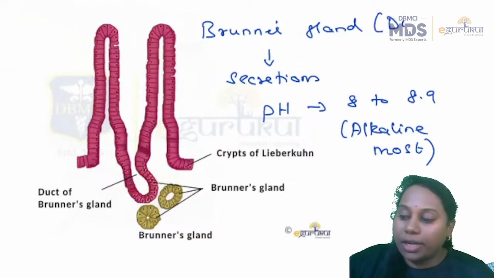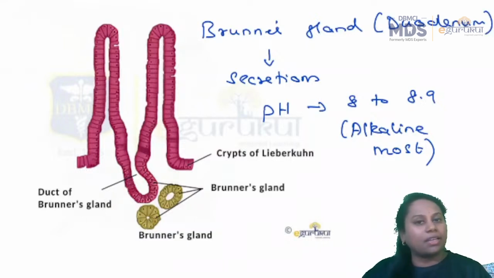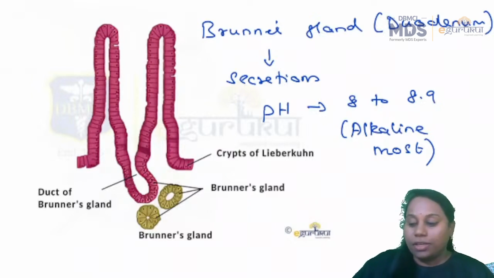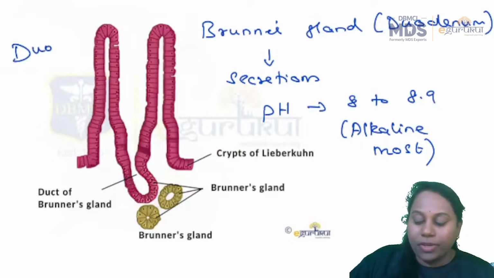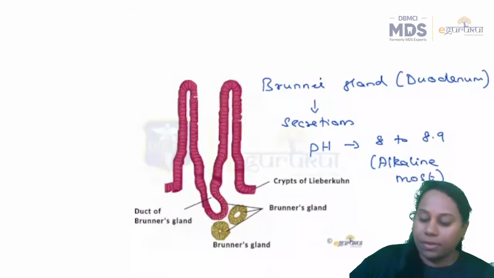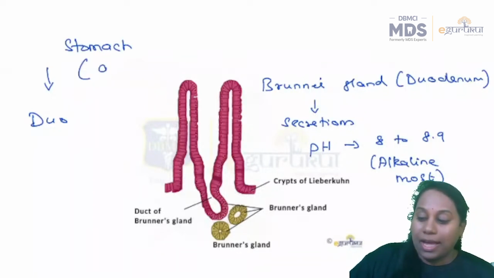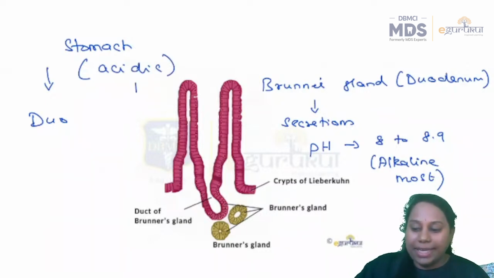Brunner's glands are located in the duodenum. In the duodenum, why do you need such high alkalinity? Because the duodenum, when it receives the food from the stomach, is mixed with acid rich food. Stomach secretions are highly acidic.